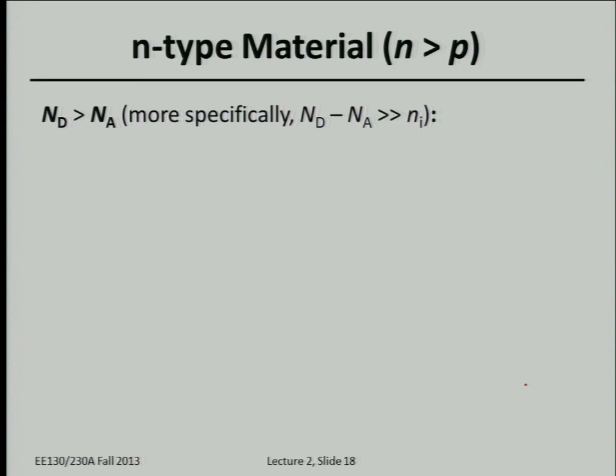Okay, so let's do the opposite case. Nd is greater than Na, and specifically the difference is much greater than Ni squared. So let's say 10 to the 17 per centimeter cubed phosphorus. That means Nd equals 10 to the 17 per centimeter cubed, and let's just assume Na is 0.